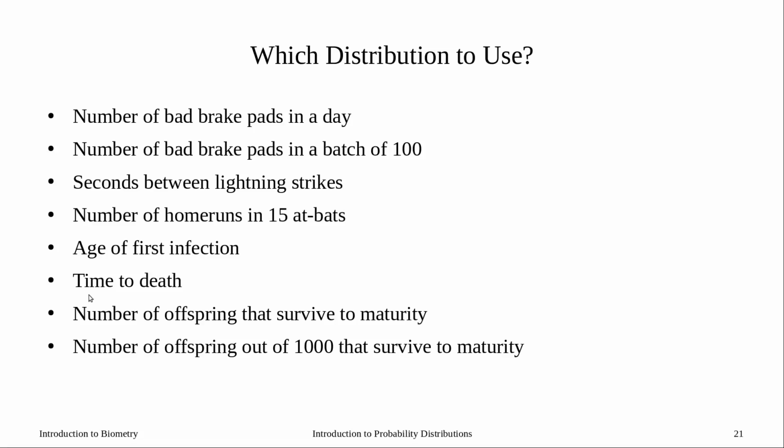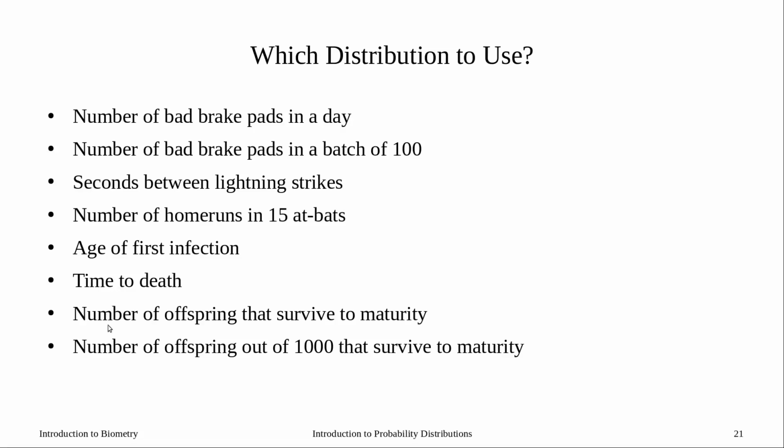Time to death, just like infection. This is a time to event. This is Poisson. There's no out of number, and time to death could be infinite. Now, you could say, well, everyone dies. Yeah, that's true, but in theory, it's kind of infinite. We don't really have a set time of death.